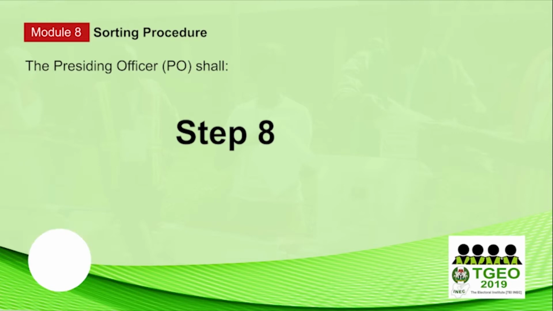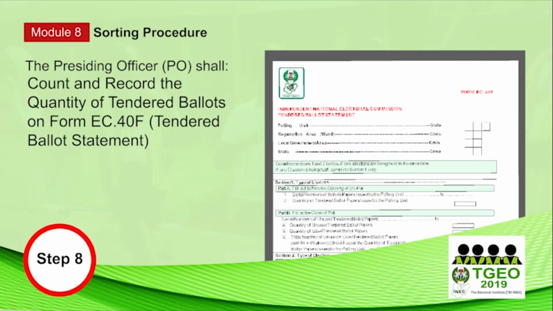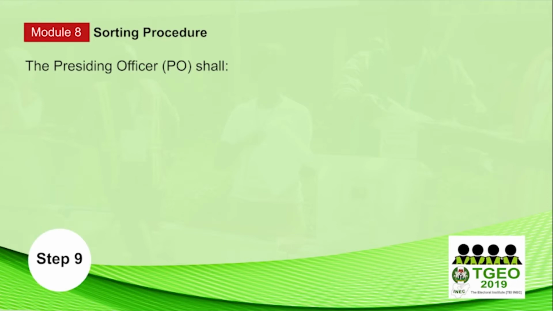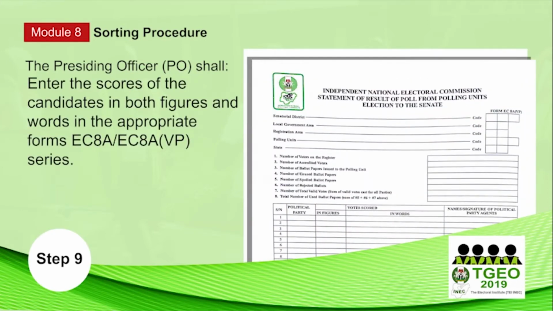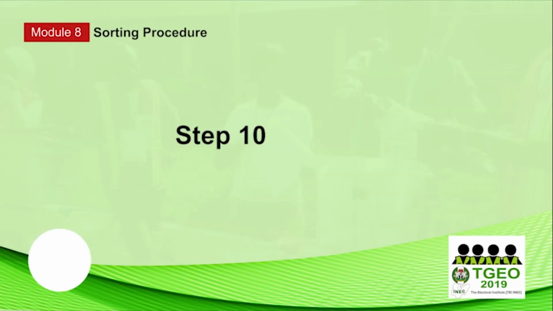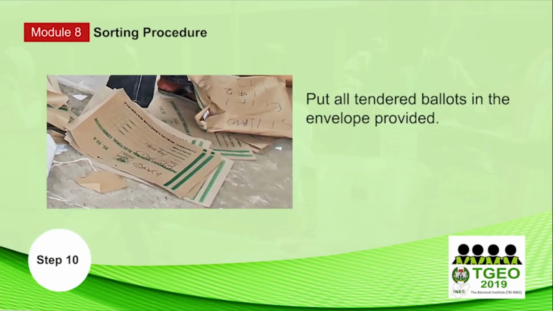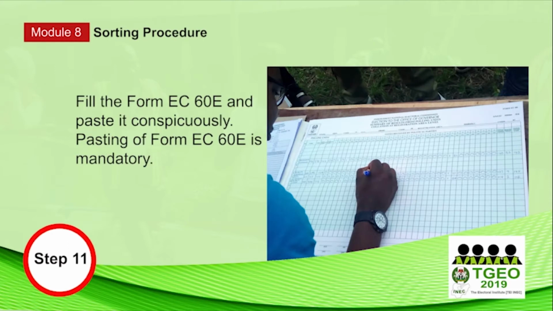Step 8. Count and record the quantity of tendered ballots on Form EC40F, tendered ballot statement. Step 9. Enter the scores of the candidates in both figures and words in the appropriate forms, EC8A, EC8A VP series. Step 10. Put all tendered ballots in the envelope provided. Step 11. Fill the form EC60E and paste it conspicuously. Pasting a form EC60E is mandatory.